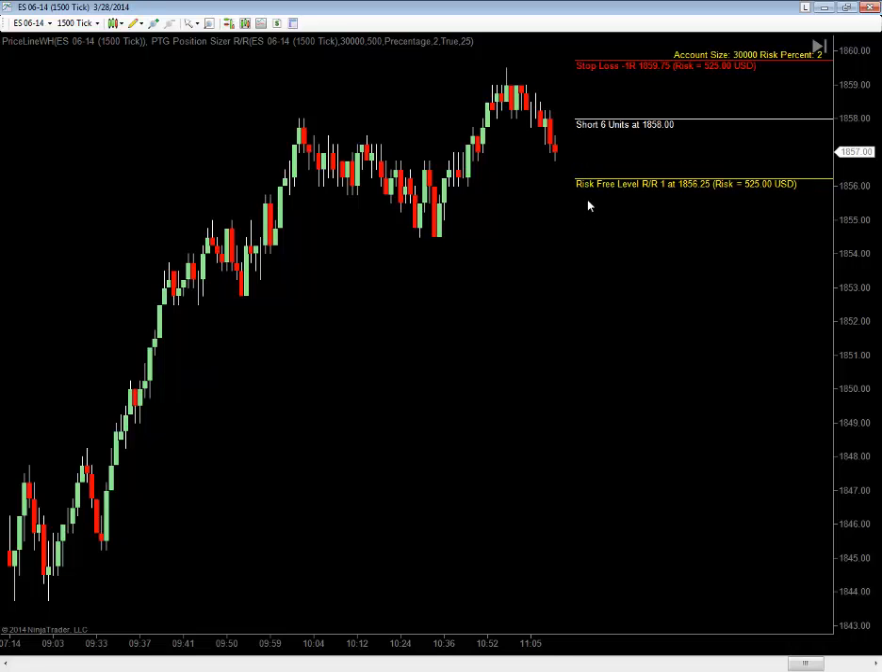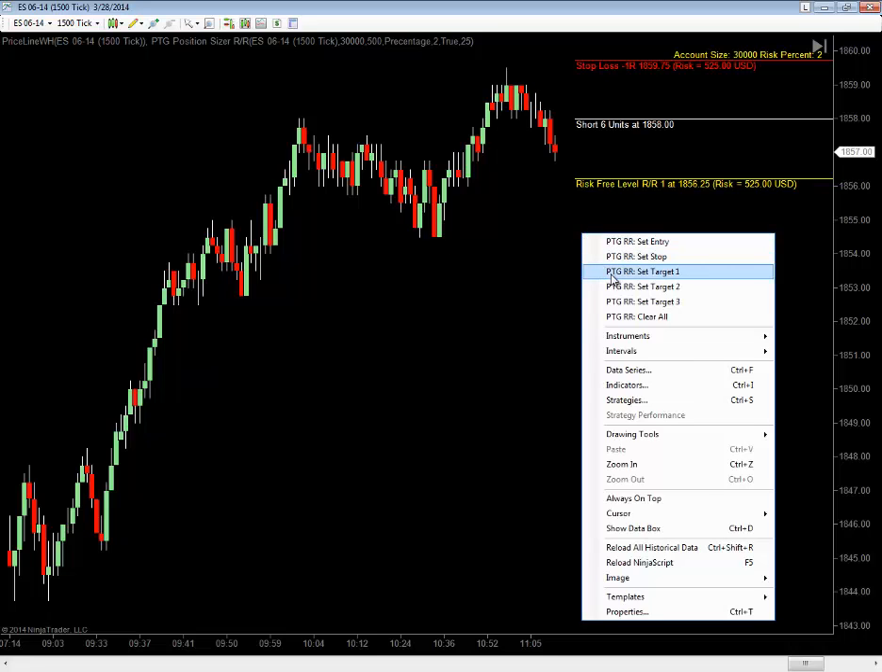Now we have further options. Let's say you think this price can move down to the prior pivot here. There are optional choices in the menu where, if you right click again, you have 3 choices of target 1, target 2, target 3. These are optional. What is not optional is your stop loss and the risk-free level, so those are automatically calculated and painted for you.